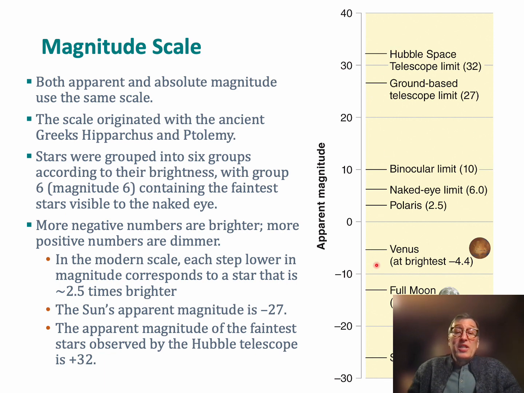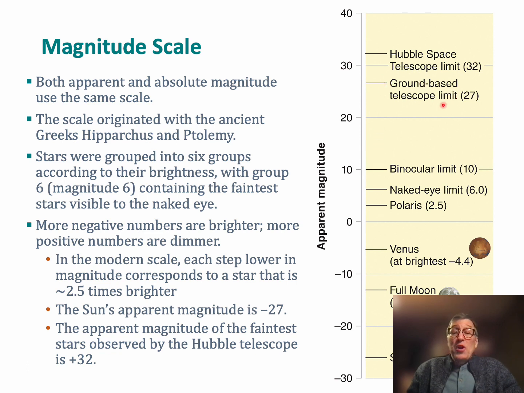Over here you can see the scale, and you can see that with binoculars you can get up to 10. Remember, the naked eye limit was a magnitude of 6. The North Star, Polaris, is 2.5. Venus, which is the brightest object in the night sky after the moon, when it's brightest, it's at negative 4.4. And then anything beyond 10 is going to be hard to observe. You'll need a telescope.